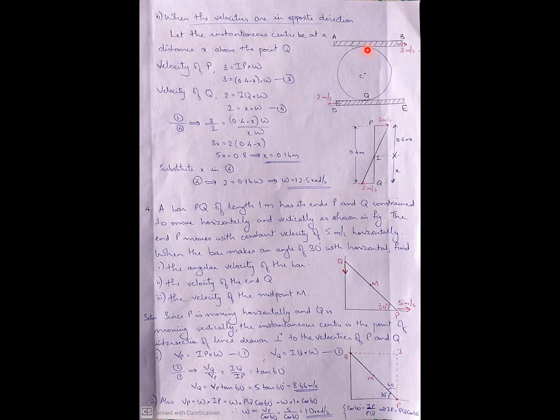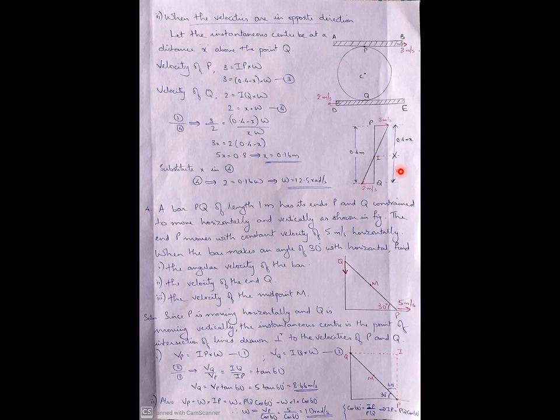Similarly, there is a second part when the velocities are in opposite directions. That is, 3 meters per second is towards the right, 2 meters per second is towards the left. So how to do it? Again, we will apply the same thing. This is 3 meters per second towards the right. This is 2 meters per second. This is point P. From point P to Q, it is 0.4 meters. Then we will draw a line from this point to this point. In between, the intersection point is I, that is the instantaneous center. So from this instantaneous center I to P, and from I to Q, we should assume some value.